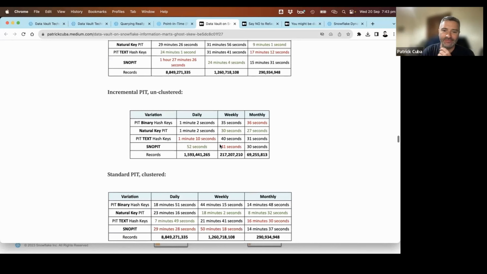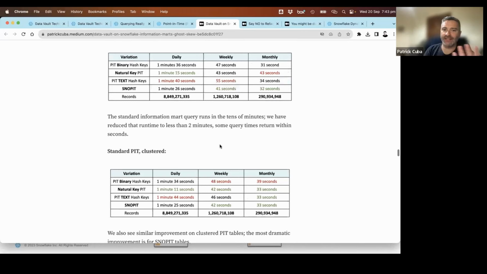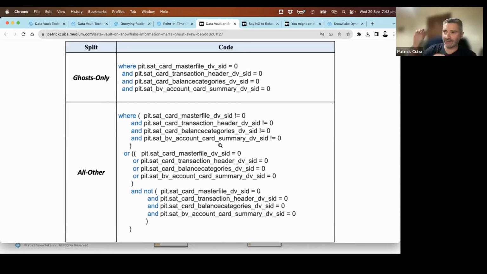Some performance numbers. That's the way I dealt with it. Basically, for the ghost only, this is for SnowPit. I just look at what the ghost records are. For a pit, it would be the ghost hash and the load date. And for every other record, I just say I'll deal with that in the normal query profile.